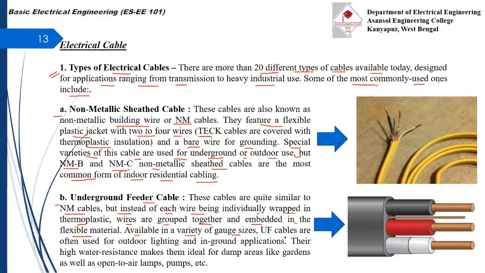These underground feeder cables are often used for outdoor lighting and indoor applications also. Their high water resistance capability makes them ideal for using in damp areas like gardens, as well as open to air lamps and pumps.